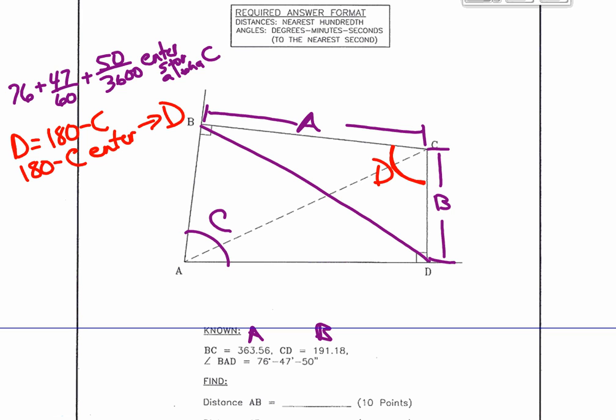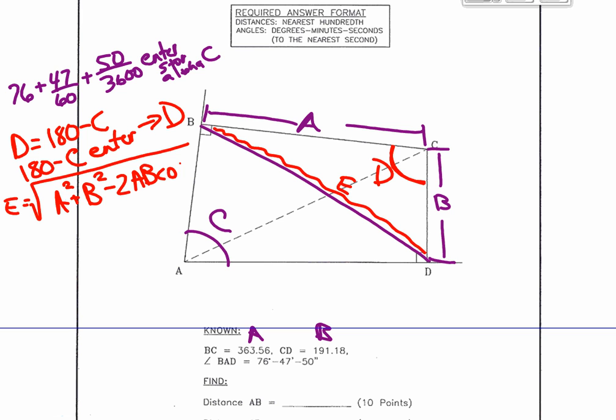Then I'm going to call E this length right here. I'm going to use the law of cosines. And so I've got the A, B, and D, and I'm going to find that E. So E is equal to the big square root of law of cosines. It'll be A squared plus B squared minus 2AB cosine D. And so when I type all that in, I'm going to enter and save it as alpha E.